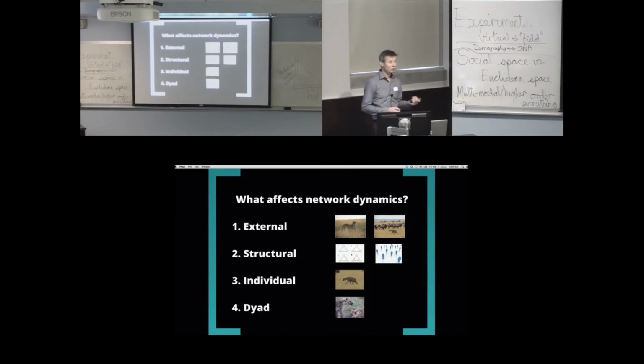The third category includes individual preferences. So I can prefer to associate with individuals of a specific sex, age group, or social rank. And the last category includes dyadic factors, such as relatedness and spatial factors.